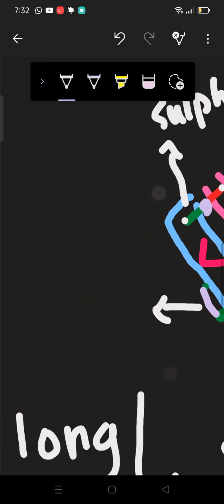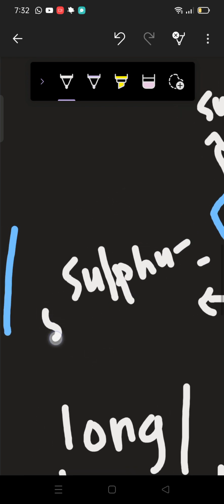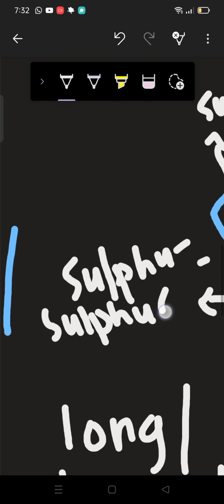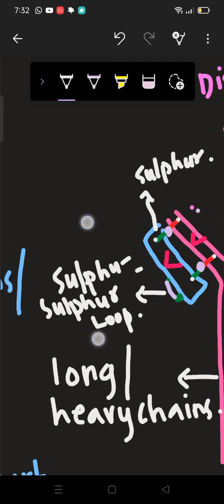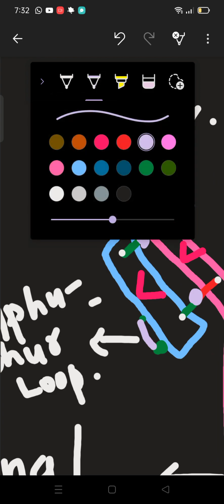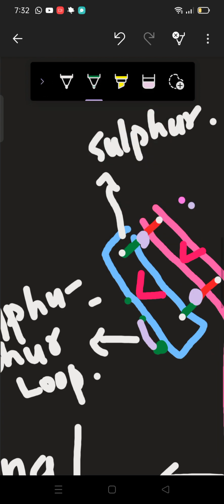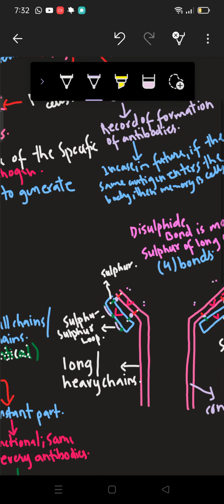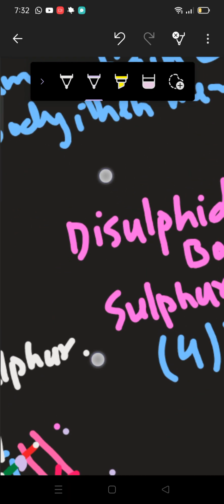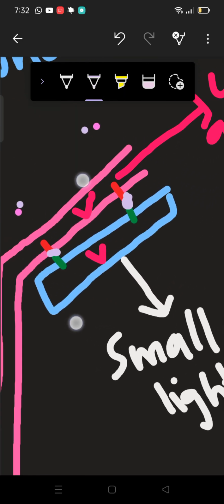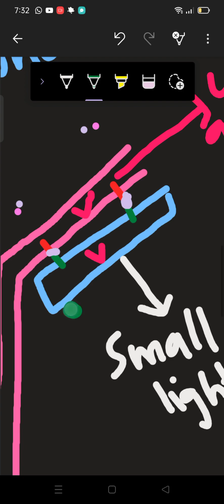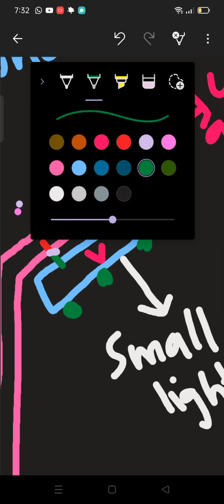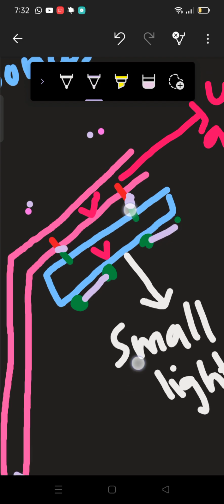So this is known as a sulfur-sulfur loop. Here I have made one, but each light chain contains 2 sulfur-sulfur loops. So here we'll have 2 sulfur-sulfur loops on the light chain. I'm making this here, 1 and 2 would be here. So these are sulfur-sulfur loops.